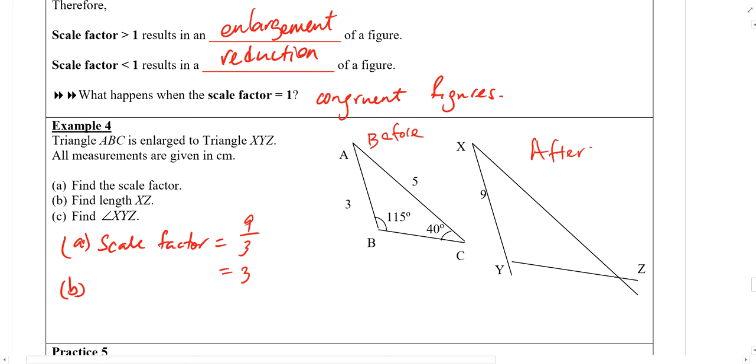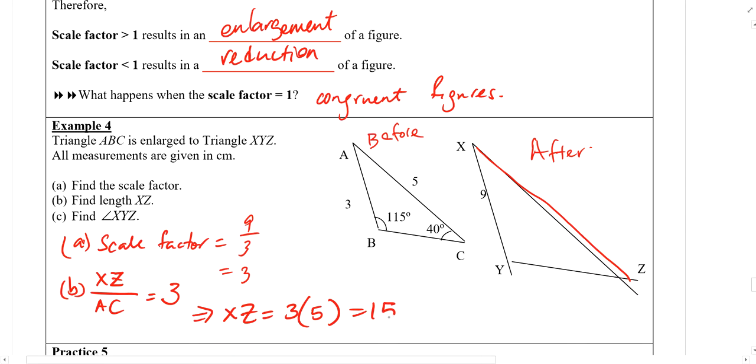Part B, find the length XZ. So XZ divided by corresponding side, which is AC, must be equal to the scale factor again. Or you can use what we have learned in the previous topic for similarity. But it must be equal to the scale factor because after over before. So XZ equals 3 times AC, which is 5, to give us 15 cm. And finally for part C, XYZ must be 115 degrees.